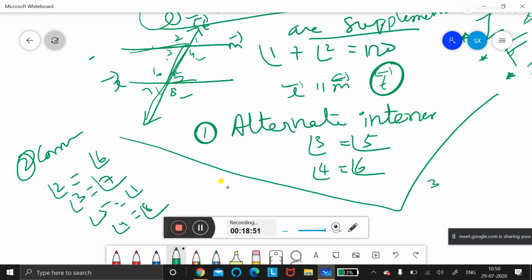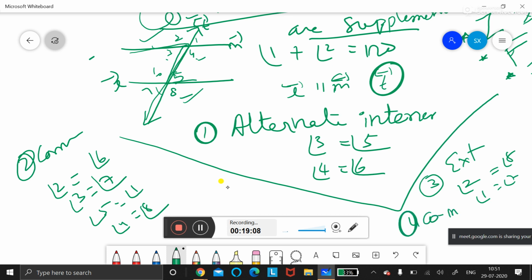Okay, what's the third one? Third one: alternate exterior angles are equal. 2 and 8 are equal. Alternate exterior angles are equal. 2 and 8, 1 and 7. Now, the very important one is the fourth one.